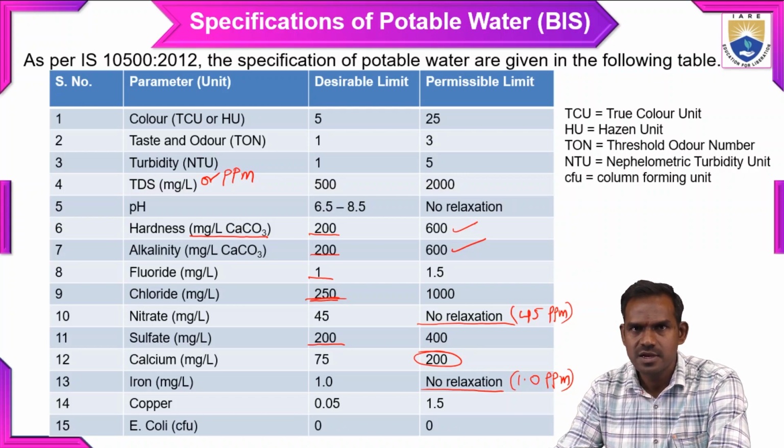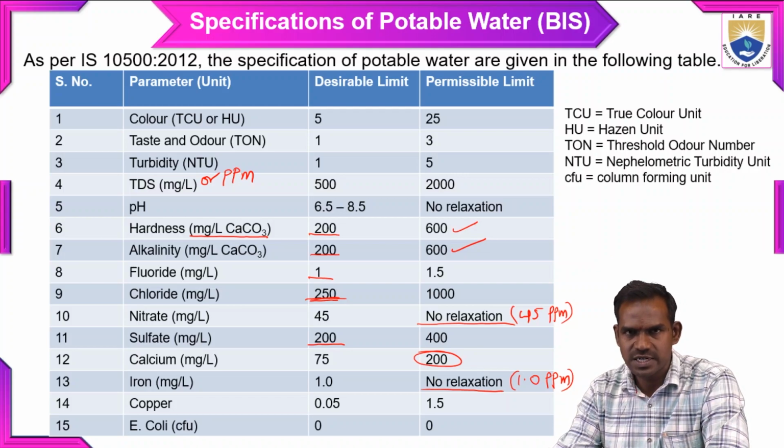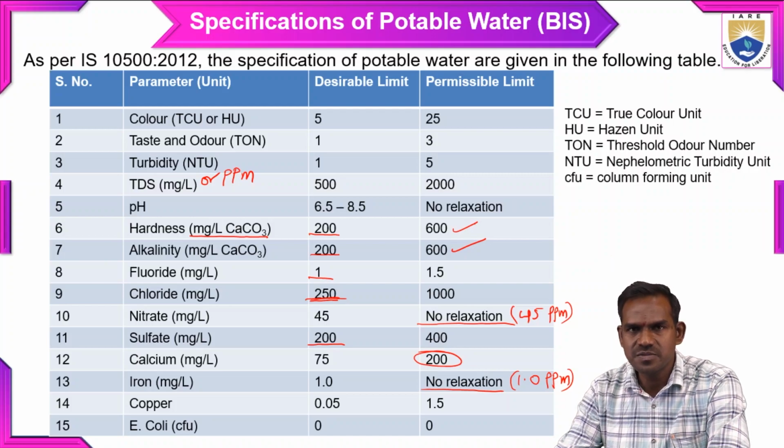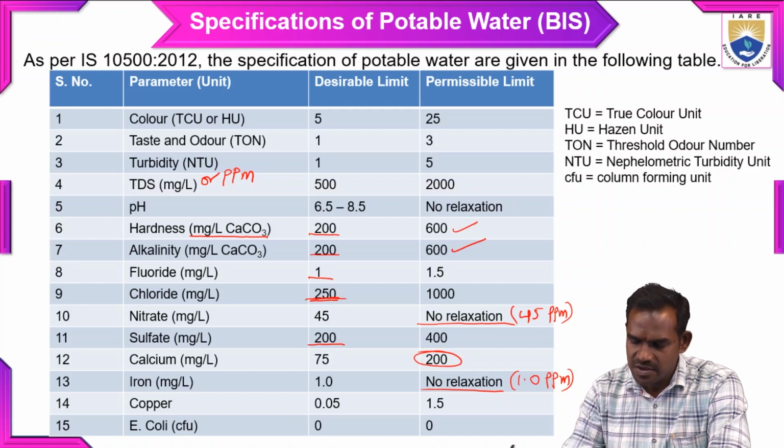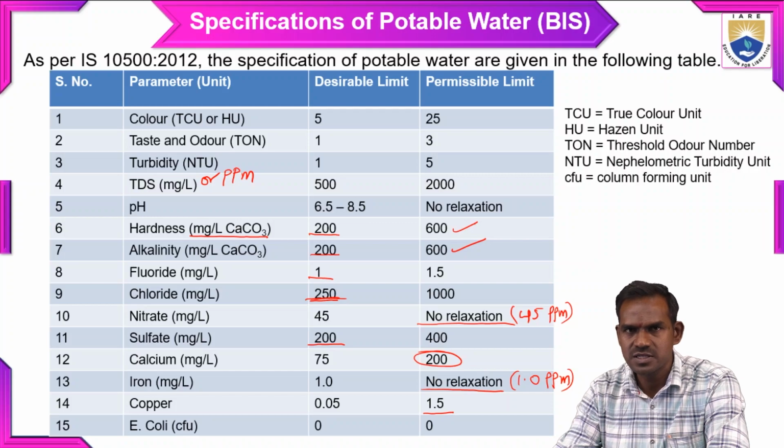The next content is copper content. The desirable limit of copper content is 0.05 ppm and its permissible limit is 1.5 ppm. Beyond 1.5 ppm of copper content, water is not safe for drinking. So the permissible limit is 1.5 ppm and the desirable limit is 0.05 ppm for copper content in drinking water or potable water.